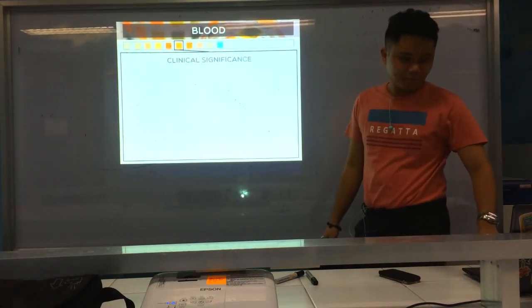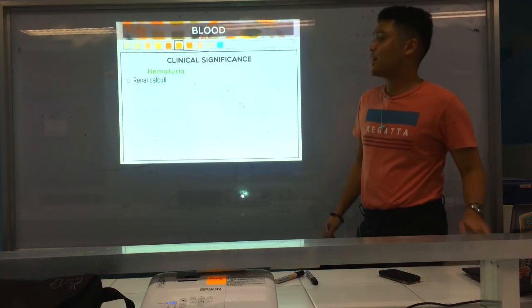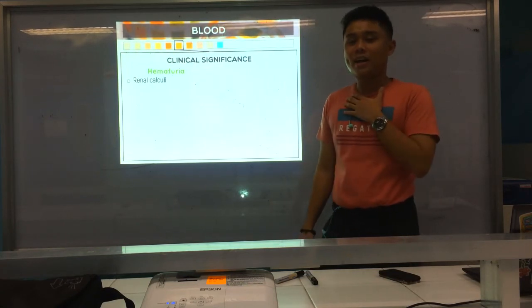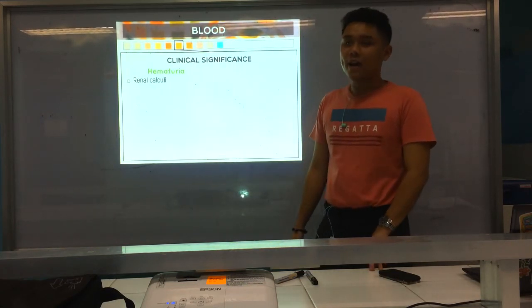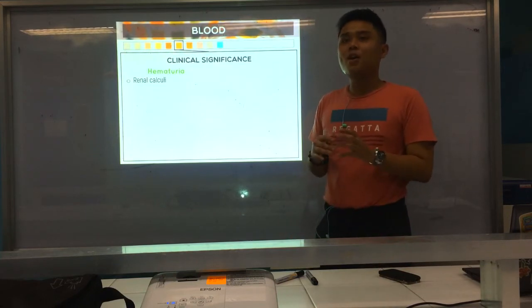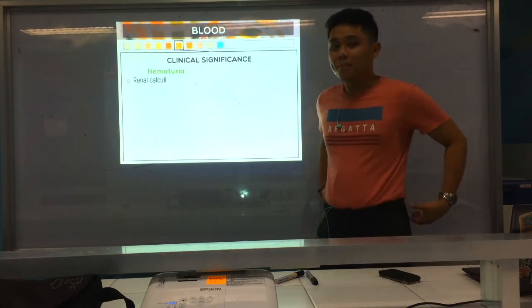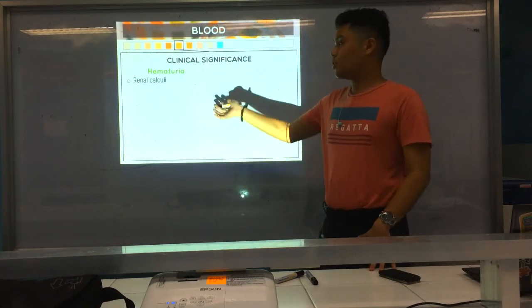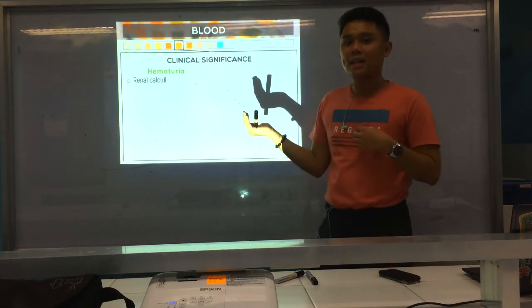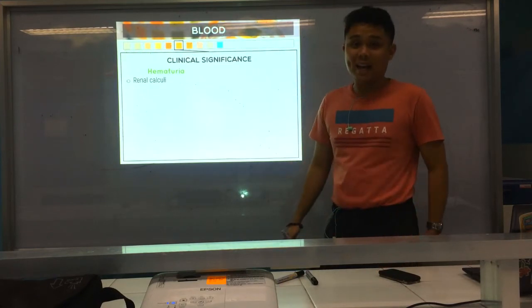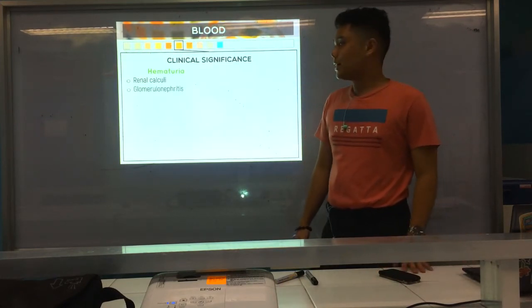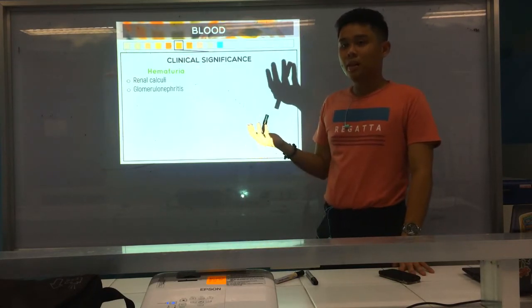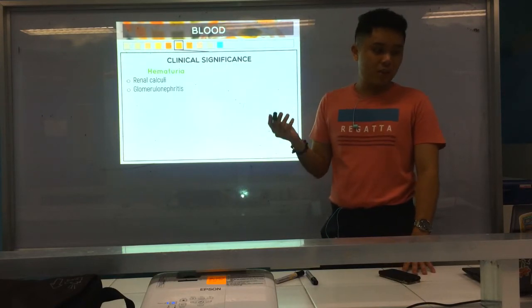For clinical significance of hematuria: renal calculi, or kidney stones. One of the major presenting symptoms of renal calculi is hematuria, whether visible or microscopic. Usually if the patient presents with back pain and pain during urination, a urinalysis is requested. If the results show RBCs, that could be due to renal calculi. Glomerulonephritis, or inflammation of your glomerulus, may be due to bacteria or other substances which can lead to the destruction of the glomerulus, hence resulting in the release of blood.